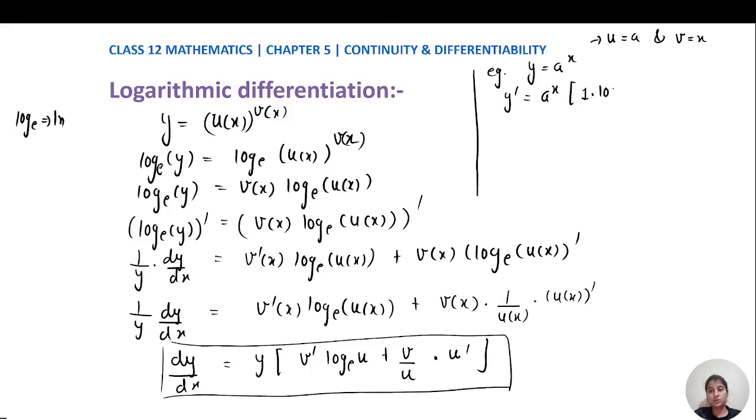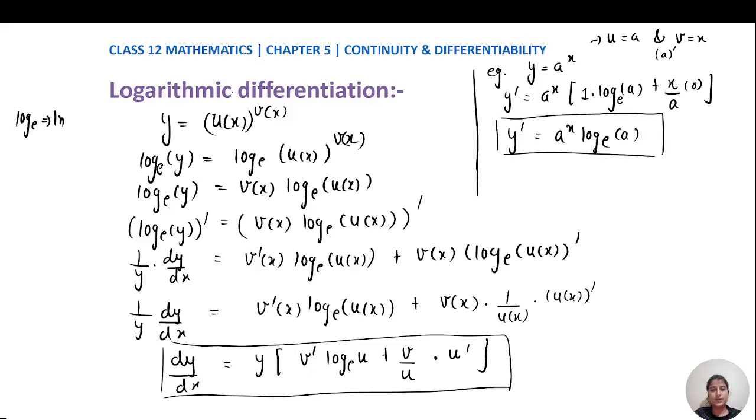Then log of u, that is log of a with base e. This is all natural, that is, it is the natural log. Then plus v by u. Our v is nothing but x and our u is nothing but a. Then the derivative of u, that means the derivative of a, that means a dash. We know that the derivative of a constant is 0. So what we get? Our y dash is nothing but a raised to x natural log of a. So what did we do?